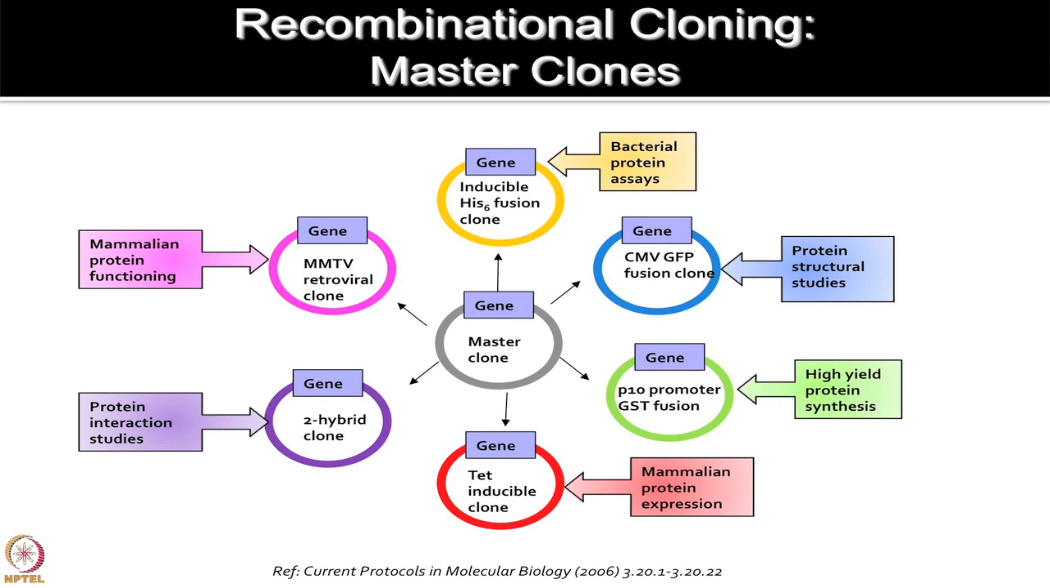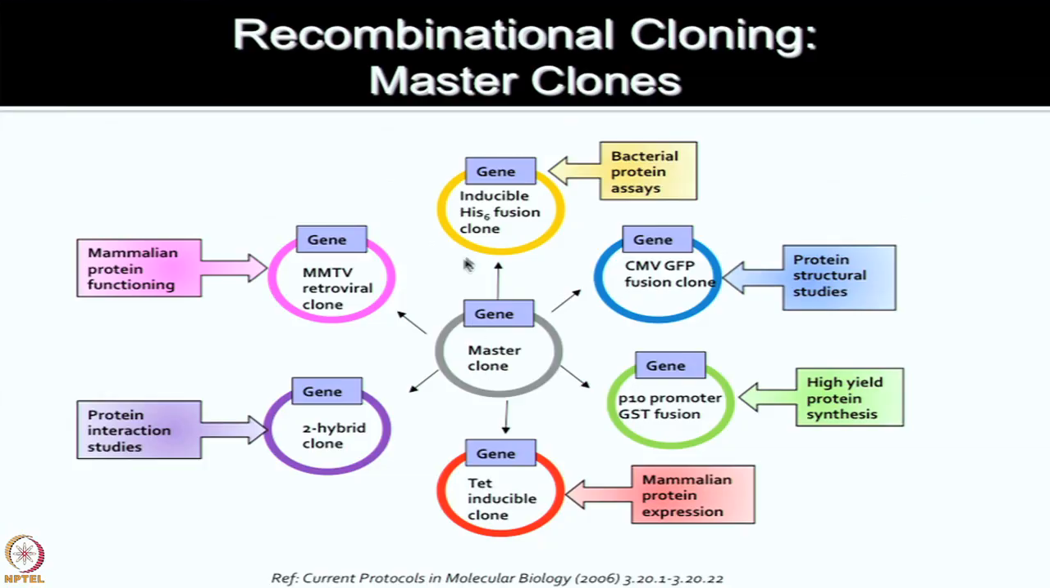Now if your lab has access to master clones, or you can purchase them or obtain them from various repositories, you can transfer these genes of interest to any other vector backbone. What you see here is that from your master clones, the gene of interest could be moved to another expression vector used for bacterial protein assays. You can also move them to CMV GFP fusion clones for protein structural studies, or for high yield protein synthesis work, mammalian protein expression work, protein interaction studies, or mammalian protein functioning.